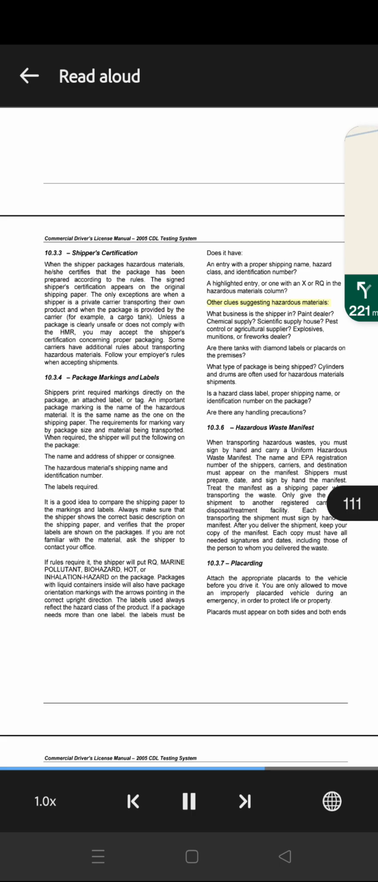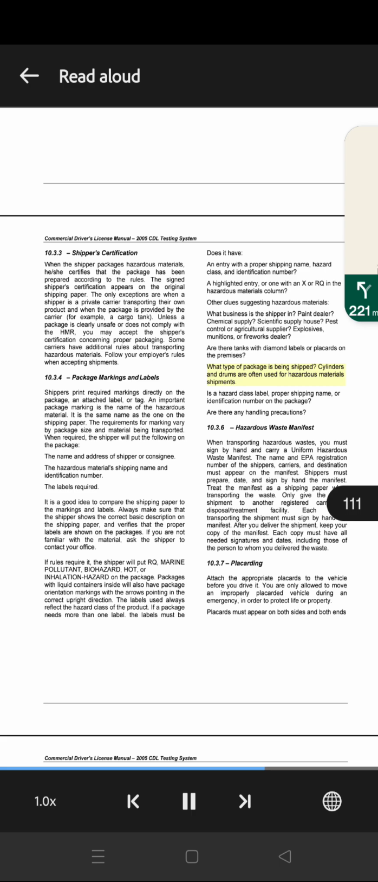Other clues suggesting hazardous materials. What business is the shipper in? Paint dealer, chemical supply, scientific supply house, pest control or agricultural supplier, explosives, munitions, or fireworks dealer? Are there tanks with diamond labels or placards on the premises?